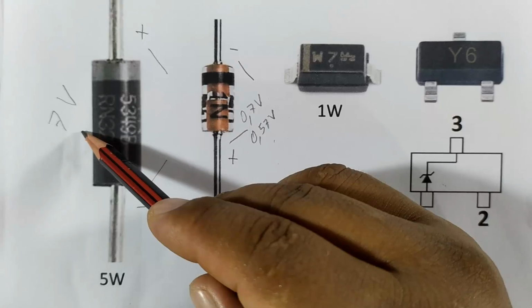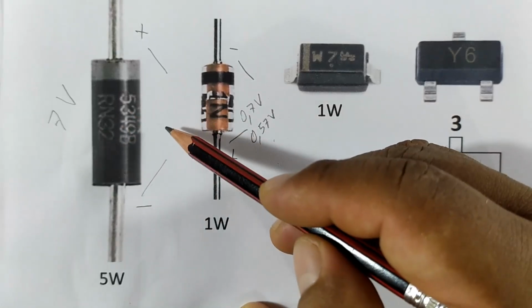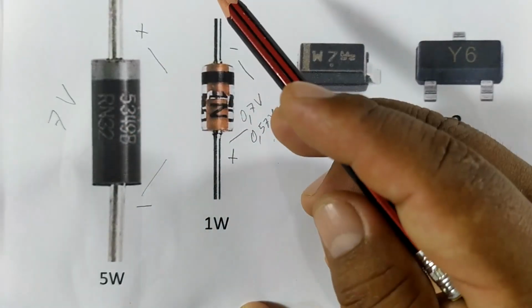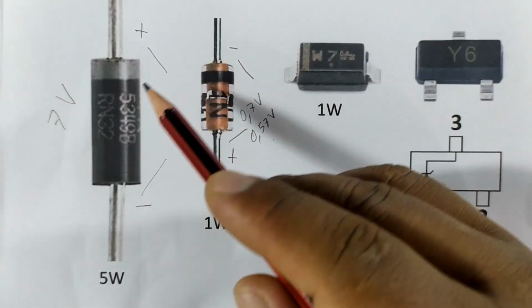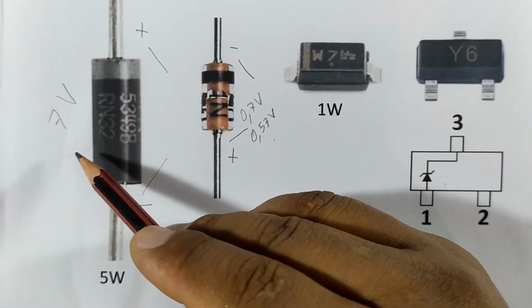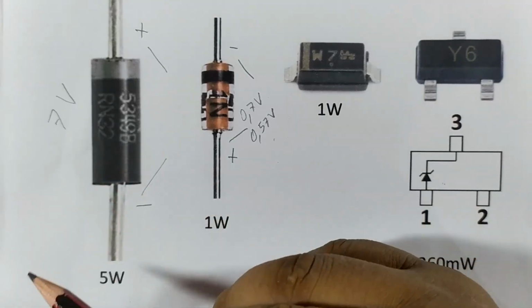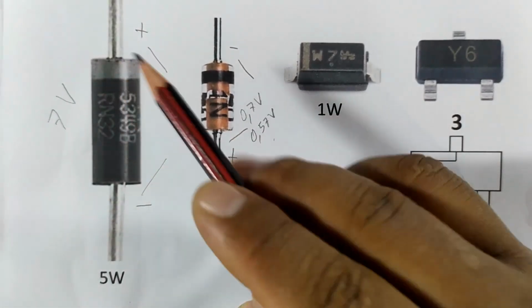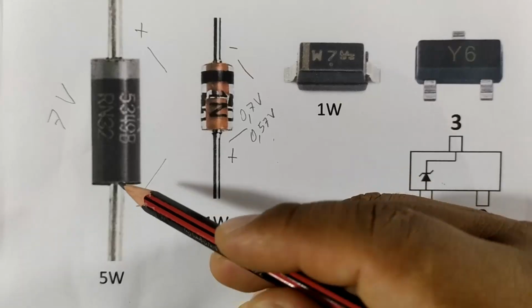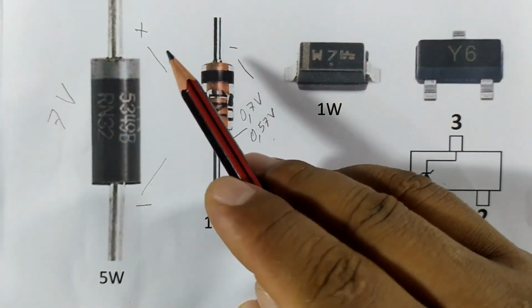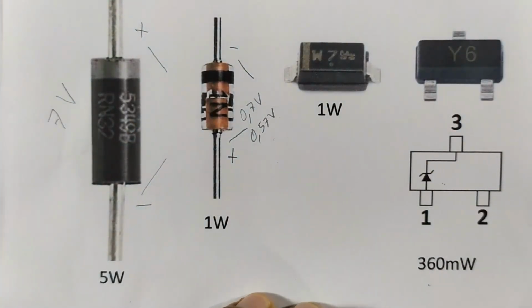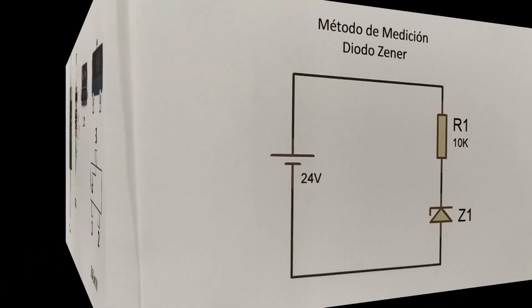I measure, and if it were 2 volts, it would mark 2 volts, or 1.7, very close to 2 volts. But if it is 7 volts, 10 volts, 15 volts, or 24 volts, I will not be able to measure with the multimeter. What I have to do in this case is to put together a small circuit that is quite simple. Let's go with the circuit.